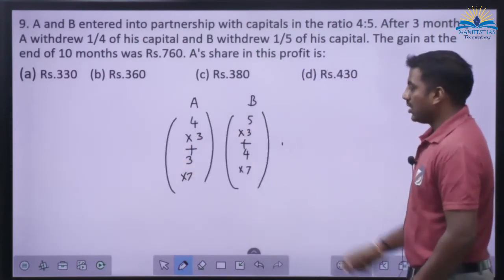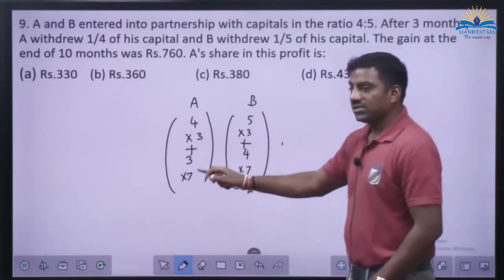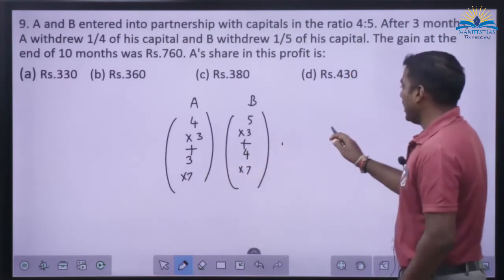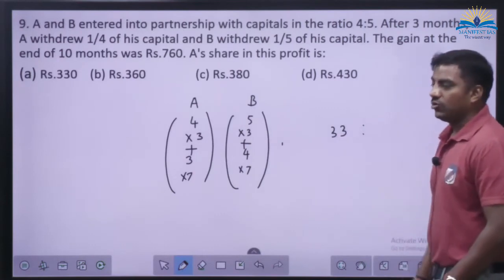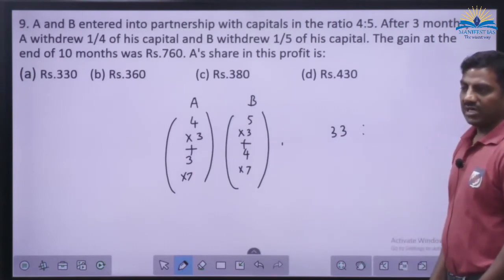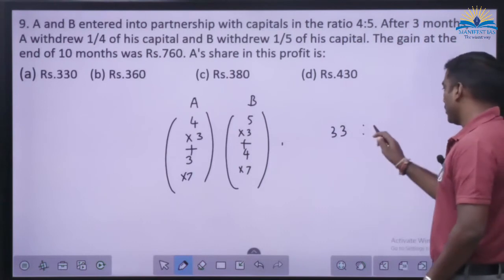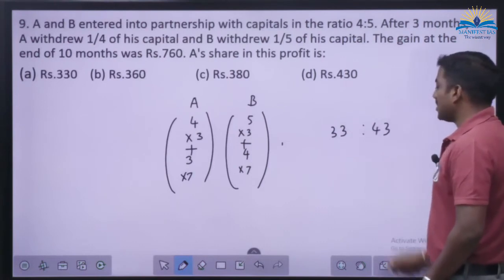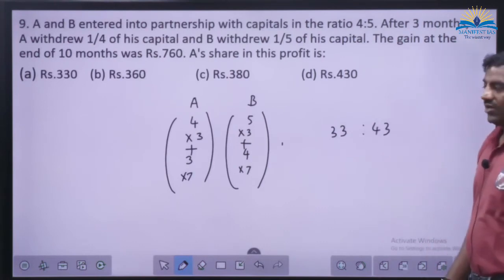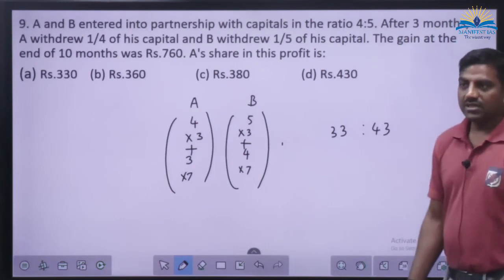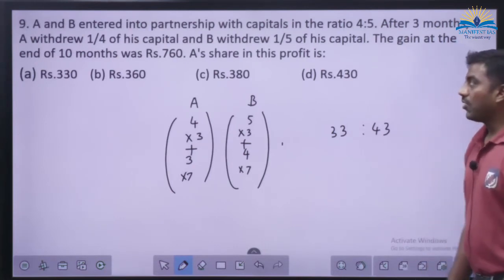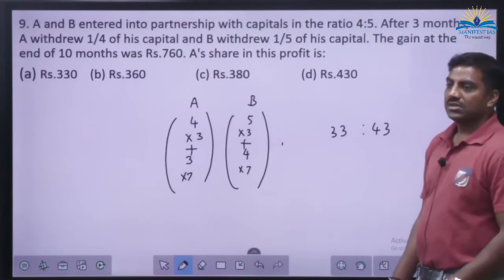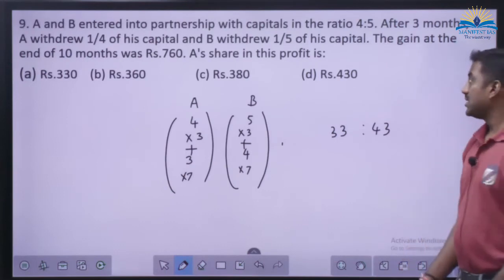4 into 3, 12. 3 into 7, 21. So this is 33. Then 5 into 3, 15. 15 plus 21, 28, sorry. So this is the profit ratio of A is to B. A 33 and B 43. Now total profit is how much? 760. So what is the share of A?